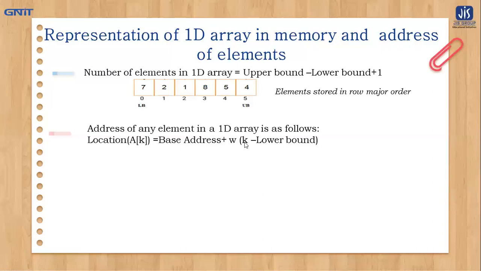Like this way, it is k, which is again the index value minus the lower bound. In many books you can find that it is only written as W into K, but it depends on the lower bound value, because if someone chooses the lower bound as 1, then the answer will be different. So always try to write K minus lower bound. But theoretically and practically, we use the index value from 0, that's why they choose it as 0. Okay, so we will solve one problem.